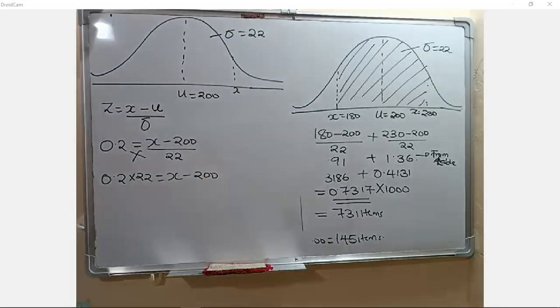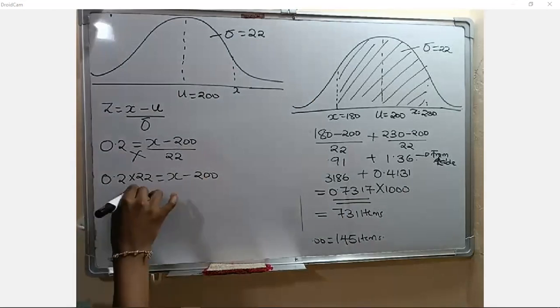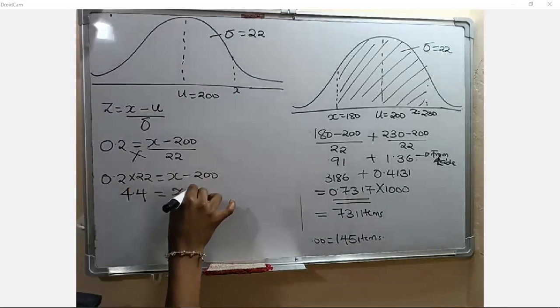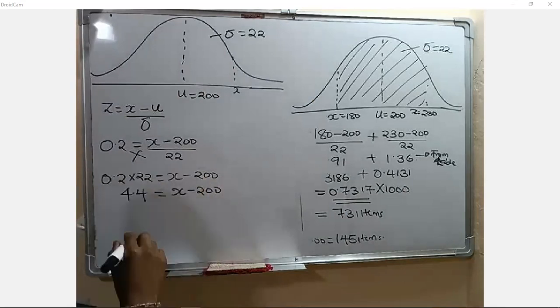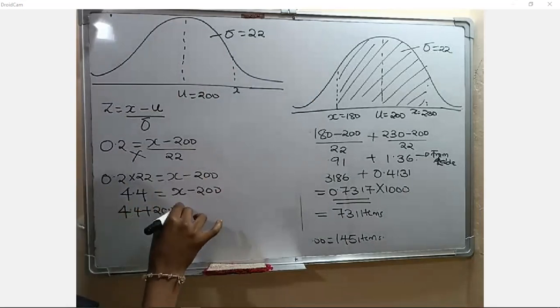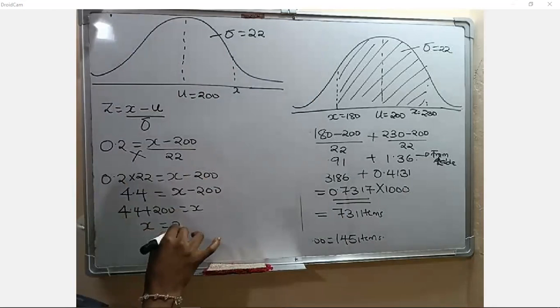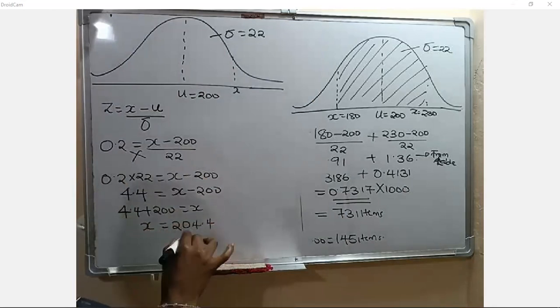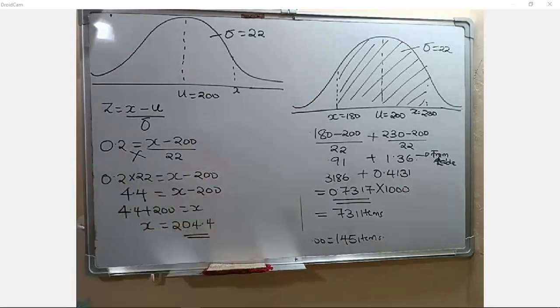So in this case, 0.2 times 22 is 4.4, which should be equal to X minus 200. Take this to the other side, and we are going to have 4.4 plus 200 is equal to X. Our X should be equal to 204.4. That is the weight that we are looking for, 204.4 kgs. Have you understood?